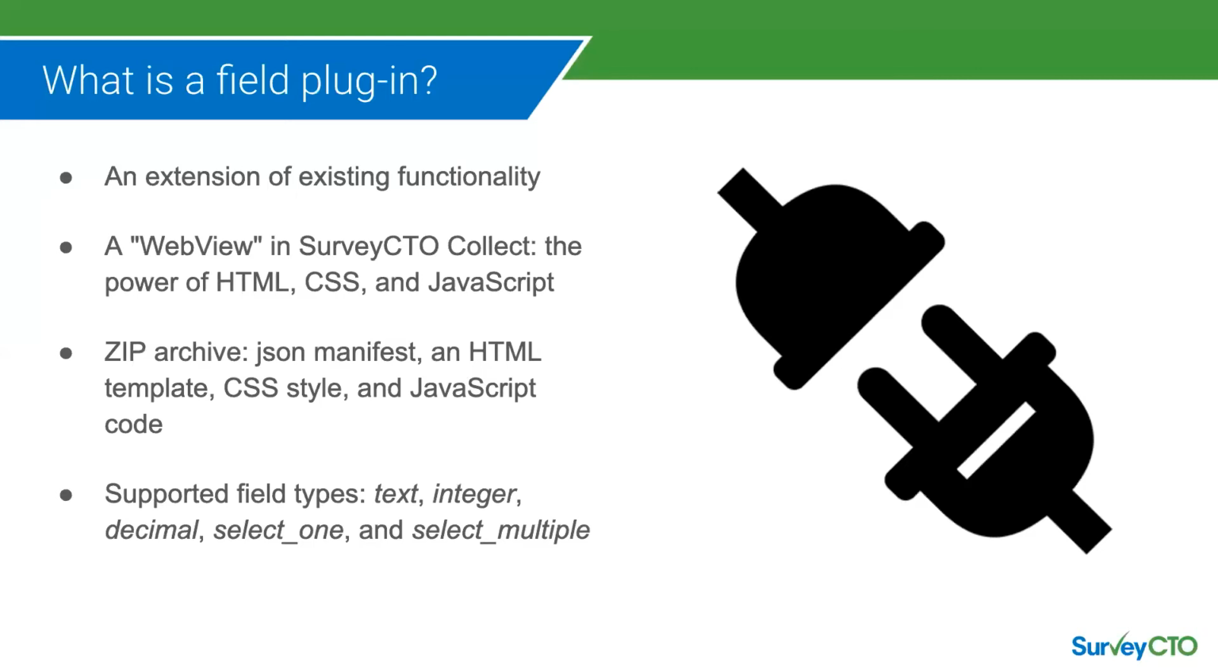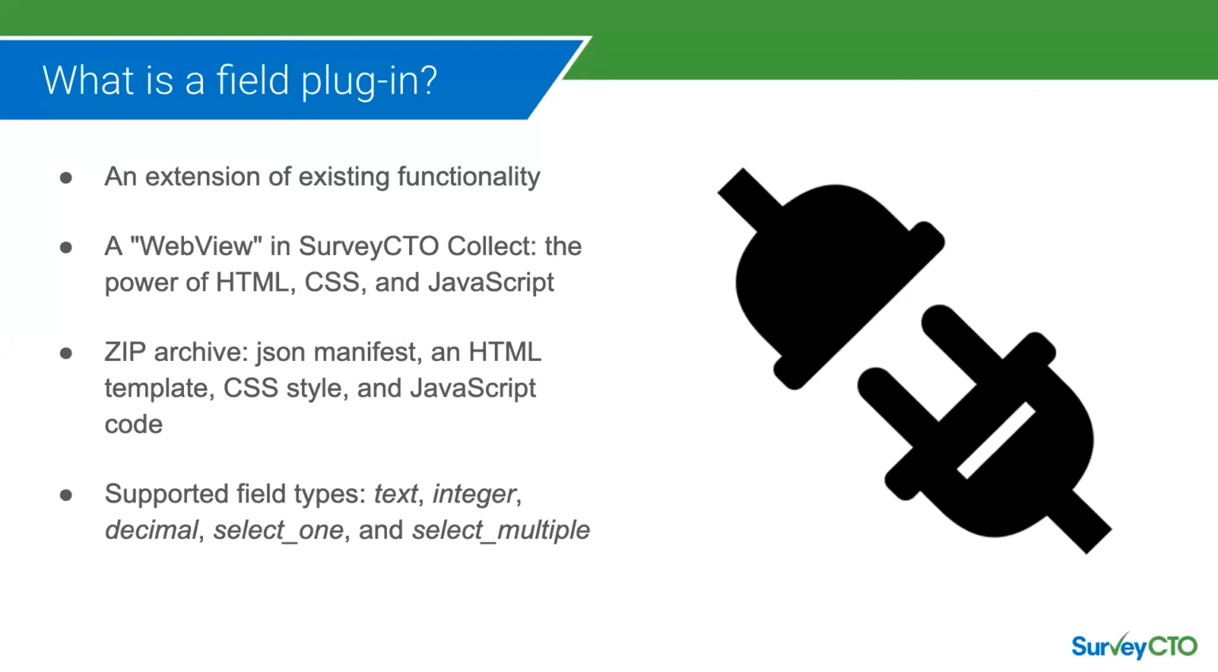Literally, field plugins are a zip file archive that contain 4 different files. There is a JSON manifest, an HTML template, a CSS style document, and some JavaScript code. Currently, field plugins support the text, integer, decimal, select one, and select multiple types of fields. But you can build more or less whatever you want on top of text fields.